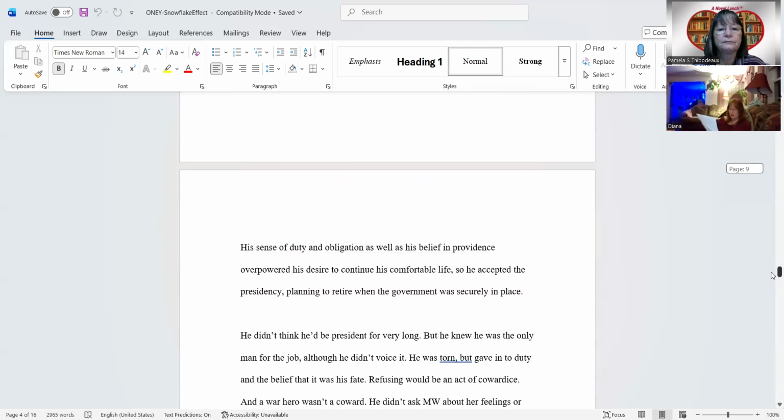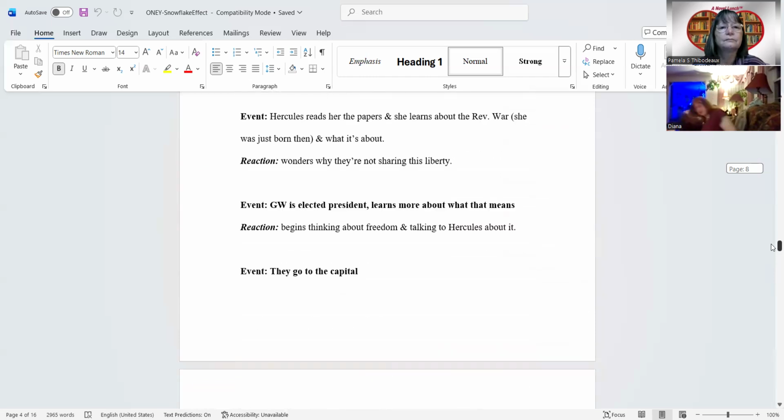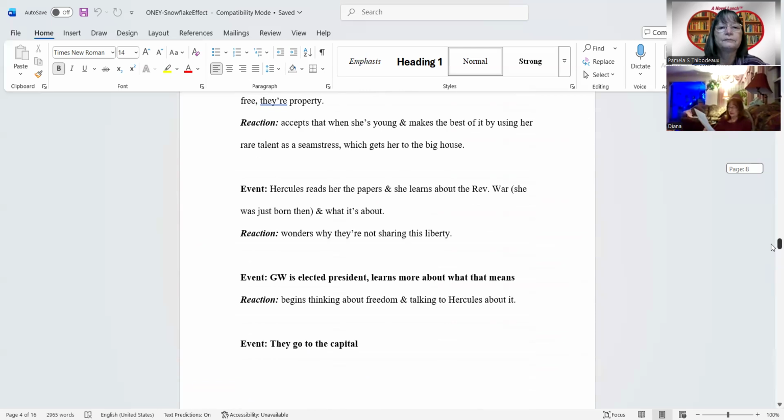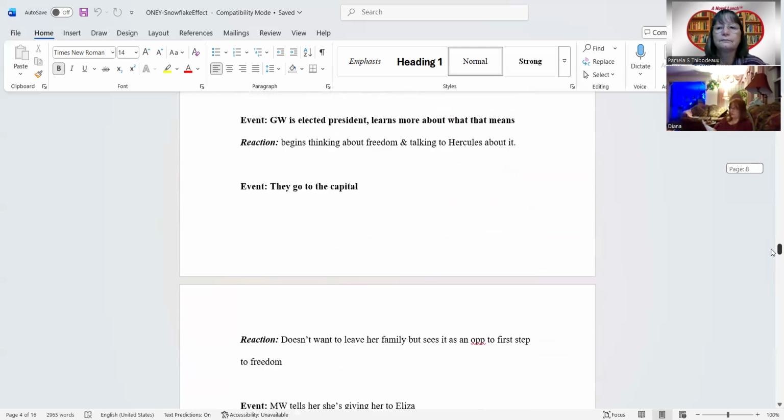And then she couldn't read yet. She was not allowed to read. They weren't allowed to read, but Hercules somehow learned how to read, and he was teaching Ona how to read. He read the papers, and that's how she learned about the Revolutionary War and what was going on. They were rebelling against the British. And like I mentioned before, why aren't we sharing this liberty? Why are we still these people?